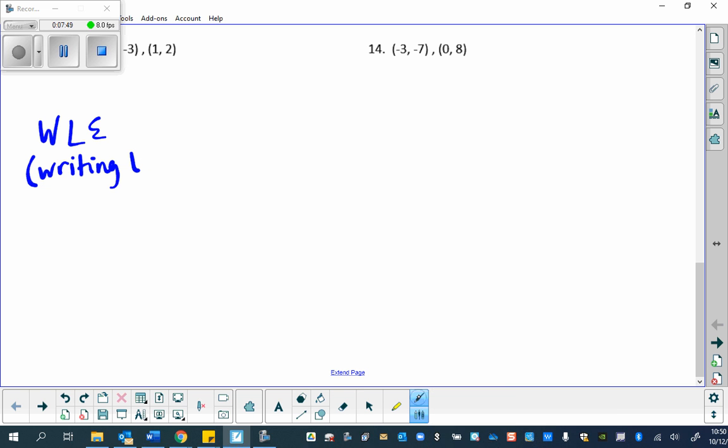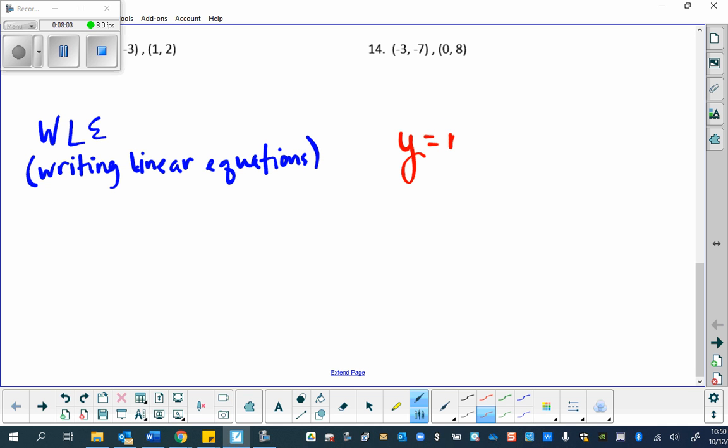let me spell it right first, right? Writing linear equations. The biggest thing that you have to understand is that all linear equations are in the format of y is equal to mx plus b. This is called our slope-intercept form.